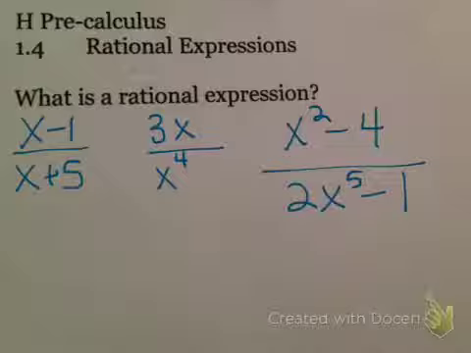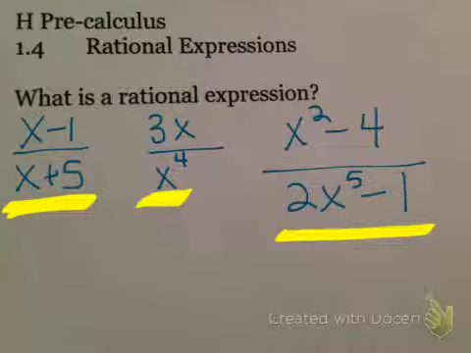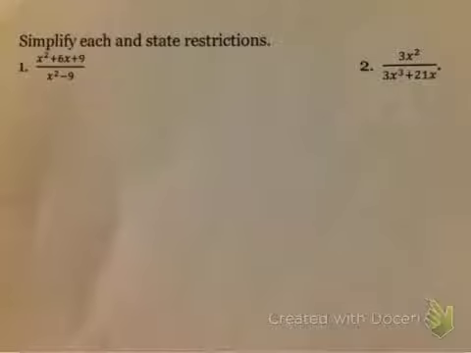Okay, what are we going to do with them? Like I said, mostly we're going to simplify them with all the different operations. What we have to worry about is, because I have a fraction, we're going to look at restricting them also. All that means is you've got to look at when the denominator equals zero, because the denominator obviously can't be zero. So the first two are just simplifying each.